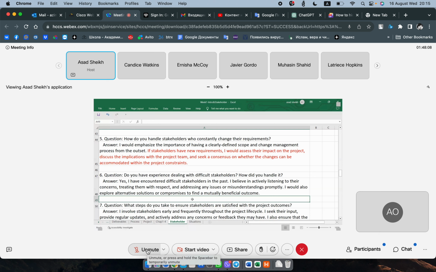Do you have experience dealing with difficult stakeholders? You're going to have that, right? That can happen. How do you handle it? Answer: yes, I have encountered difficult stakeholders in the past. I believe in actively listening to their concerns. Again, understand. And how can you understand? By listening, right? Treating them with respect and addressing any issues or misunderstandings promptly. I would also explore alternative solutions or compromises to find a mutually beneficial outcome.